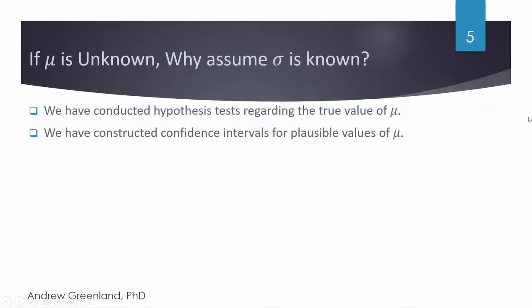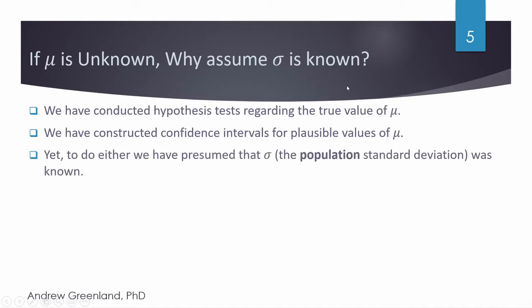All right, well, what we've done basically since we've started working with the central limit theorem is we've figured out that we can use samples of data and the central limit theorem to help us determine plausible values for unknown parameters like the population mean, mu. And so we've conducted hypothesis tests regarding the true value of mu. We've also constructed confidence intervals for plausible ranges of mu given samples of data we've observed.